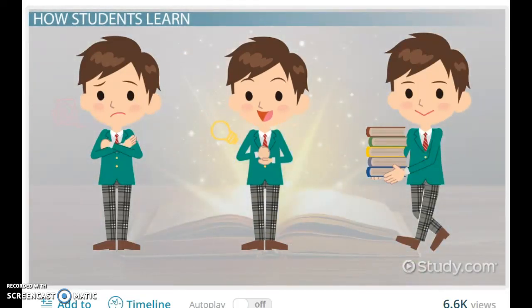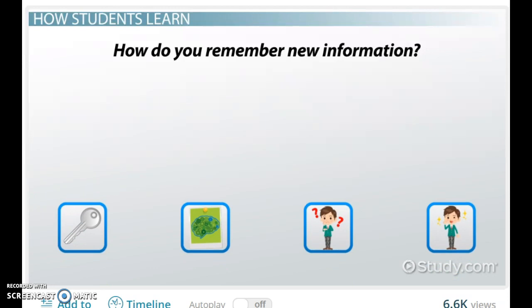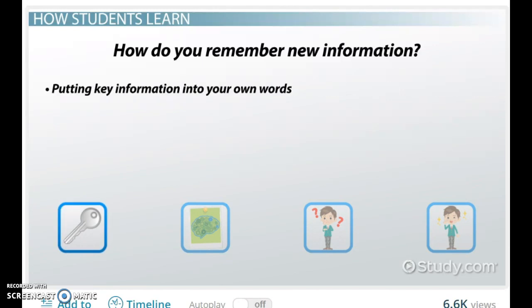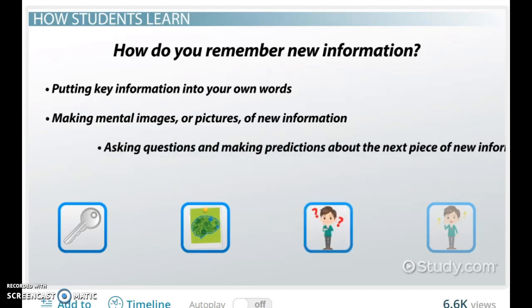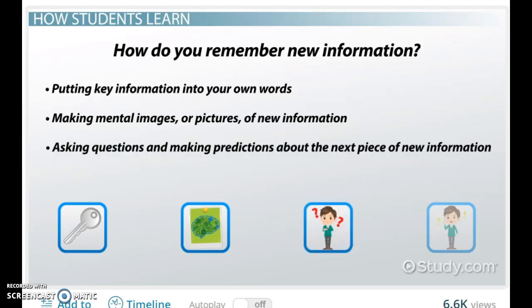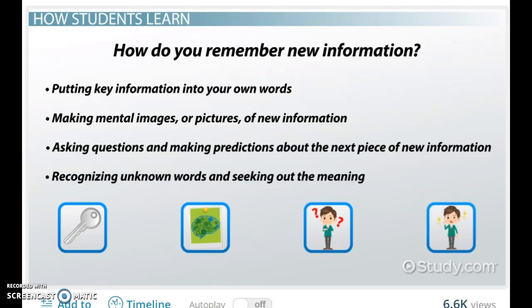There are three viewpoints that can help determine whether a student is using learning strategies or not. The first learning strategy asks the question, how do you remember new information? There are a range of tools used by active learners that help them retain information that is new to them. These tactics include putting key information into your own words, making mental images or pictures of new information, asking questions and making predictions about the next piece of new information, recognizing unknown words and seeking out the meaning. Successful students use all four of these learning strategies to make sense of new information.